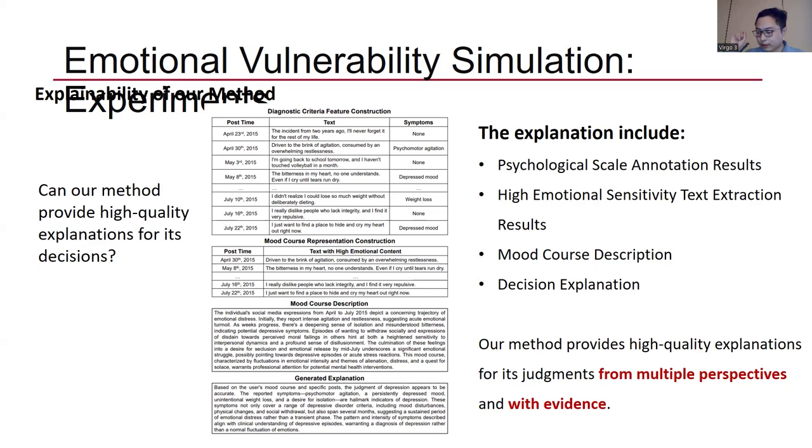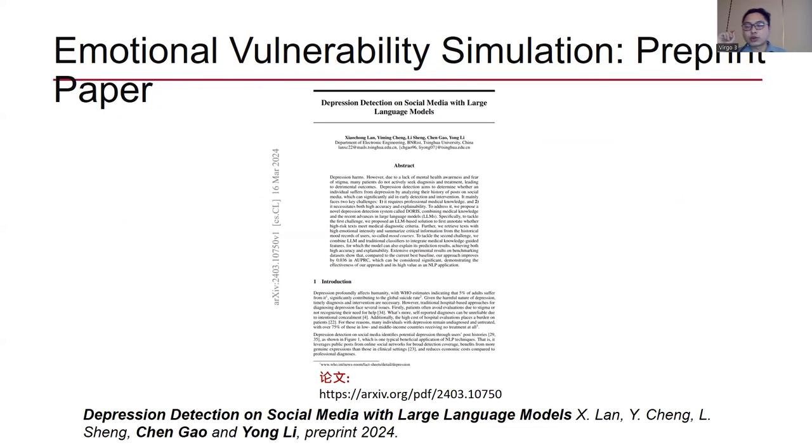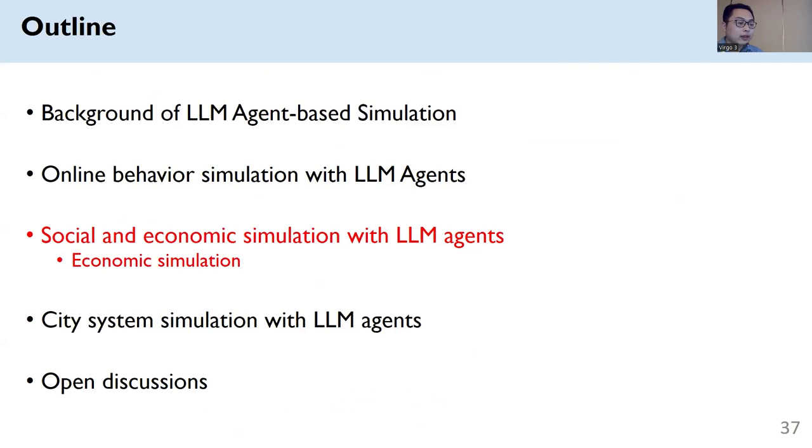So this work is about simulating emotion, especially for vulnerable users in the social simulation system. And this is a preprint paper we released this year. And this is the arXiv link for this paper. Okay, so I have introduced three sub-works supporting our social simulation system, including the S3 system, the stance simulation with LLM agents, and the recent preprint paper on emotional simulation with LLM agents.